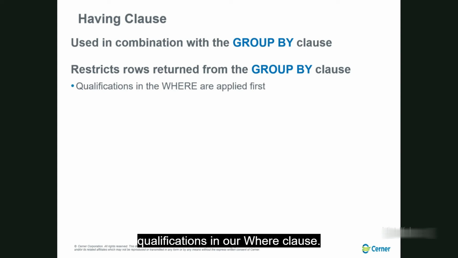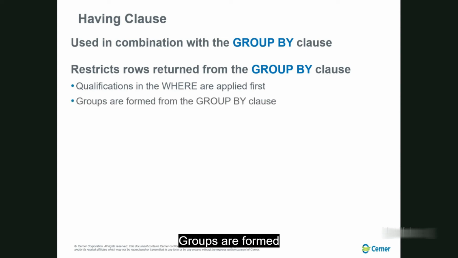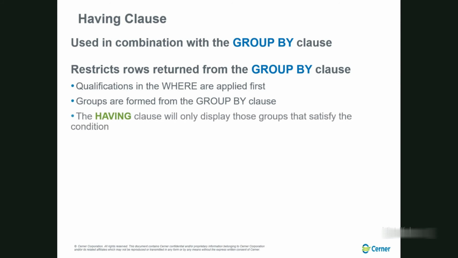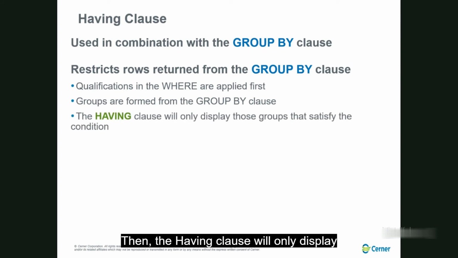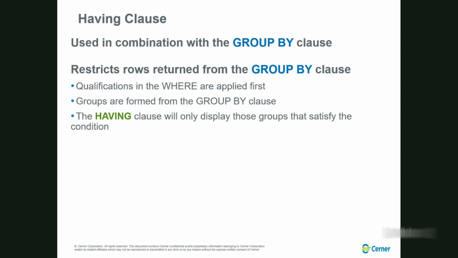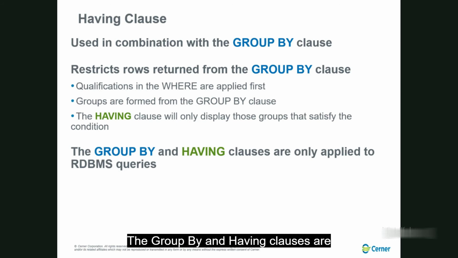Here's a breakdown of the order of operations as to where various qualifications or restrictions are applied. We start off with our qualifications in our where clause. Groups are formed by the group by clause. Then, the having clause will only display those groups that satisfy the condition. The group by and having clauses are only applied to RDBMS queries. There is no equivalent from the Discern Explorer side. Let's see what using the having clause would look like.